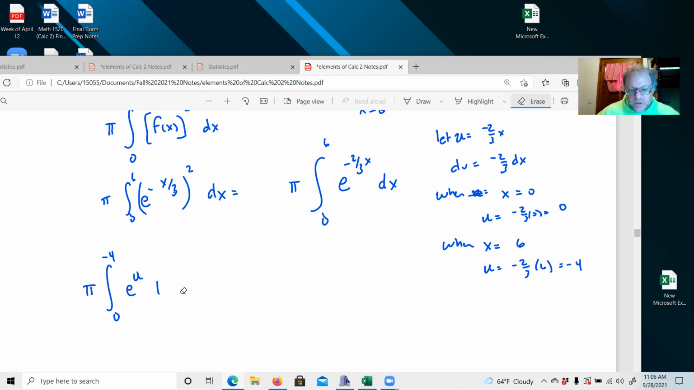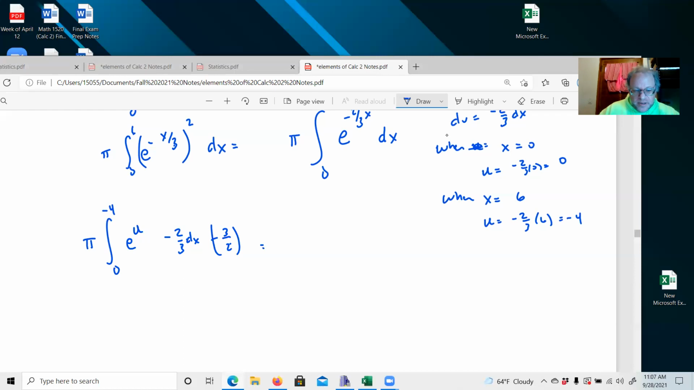Right? We need to make sure that we have put in negative 2/3 dx here. I can't go multiplying things around by negative 2/3, right? You're not allowed to do that. But what if I go ahead and do this and say 3/2? So if I multiply this times this part, that's going away. So this is equal to negative 3/2 integral 0 to negative 4 e to the u. Now, what is negative 2/3 dx? Isn't that over here? Isn't that du? There's my du.